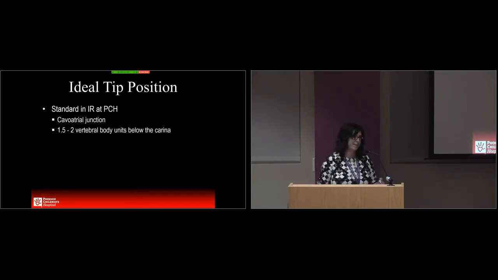So here in IR at PCH, we're using the caval-atrial junction as the ideal tip position, except for HD catheters, where we get those into the mid-right atrium. And what we're doing is utilizing 2 vertebral body units for the caval-atrial junction in bigger kids, and then for smaller ones, infants and toddlers, it's about 1.5 vertebral body units below the carina. And as long as you're in the lower third of the SVC where you have a nice straight course of the catheter, the complication risk is lower.